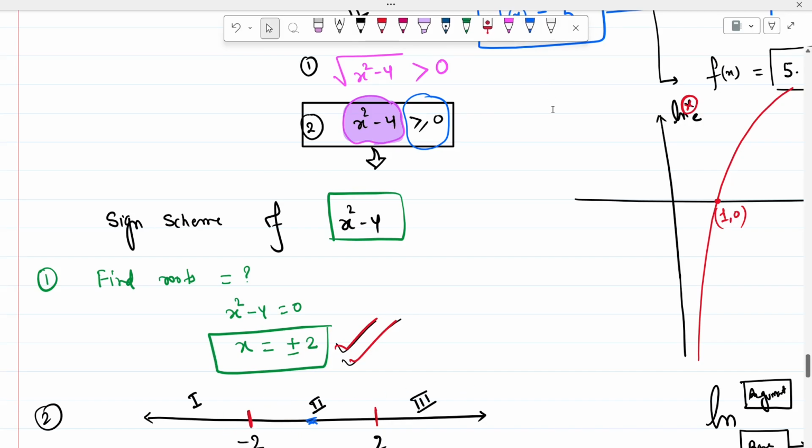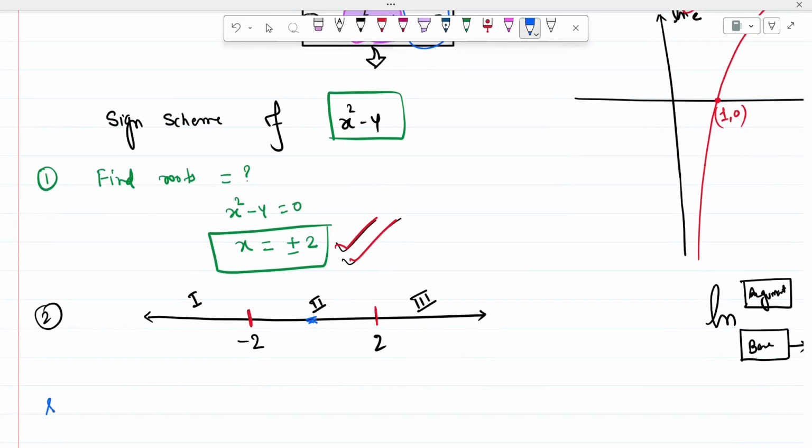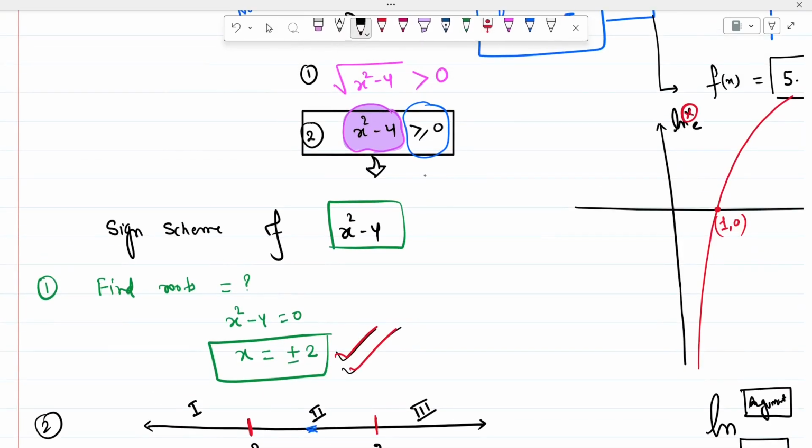So there are two rules. The first is the simple rule: you take any value of x from each of the segments one by one and find the sign. For example, if you are trying to find the sign for the third segment, take any value of x from the third segment, put it here and check the sign. Is it positive or negative? Suppose we take 10. So 10 squared is 100, 100 minus 4, obviously going to be positive. You can take any value from the second region, between minus 2 and 2. Suppose you take 1. So 1 squared minus 4 is going to be negative.